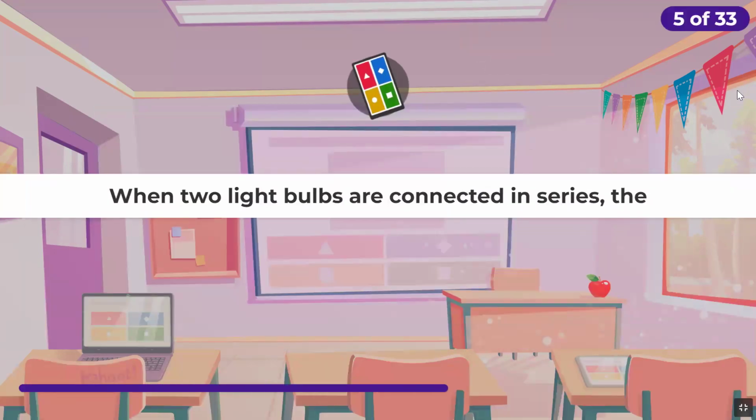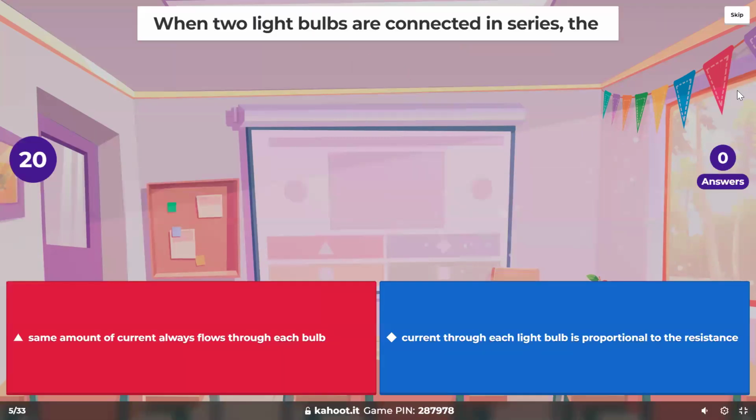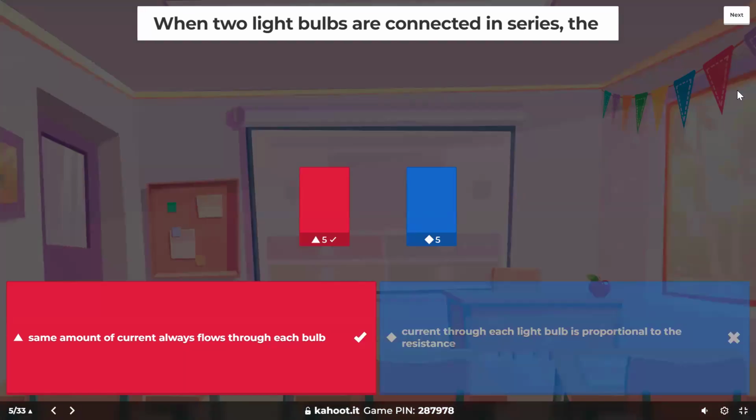When two light bulbs are connected in series, is it that the same current always flows through each bulb, or the current is proportional to the resistance? Which one is it? In series, it's the same current that flows through each bulb, regardless of the resistances of the bulbs.